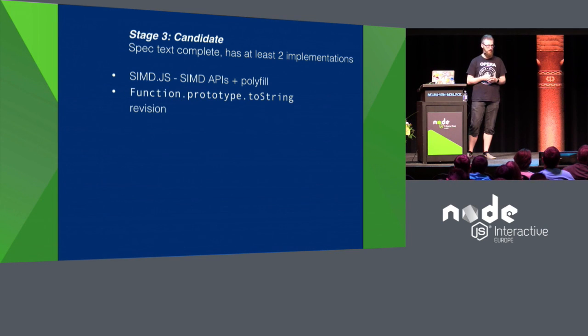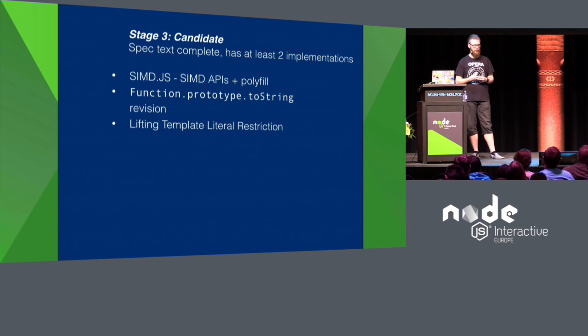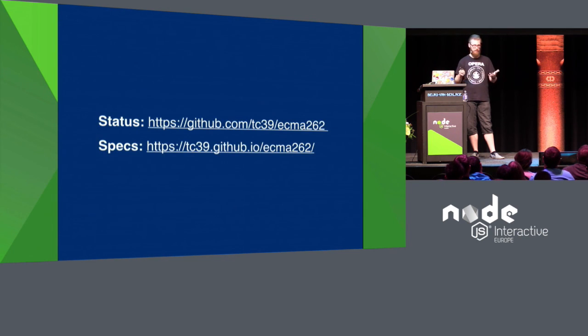There is a revision of toString on functions. It's not very big. There's also not a lot of explanation on what the revision is, so I haven't really looked into it yet. They're also lifting the template literal restriction, and that's about it.